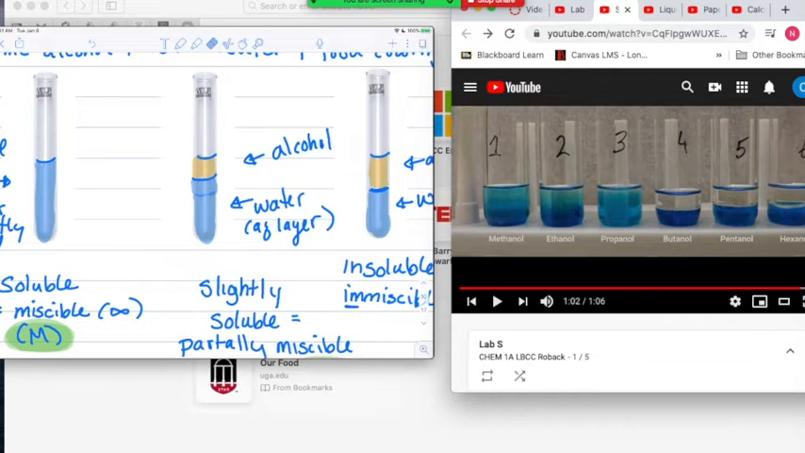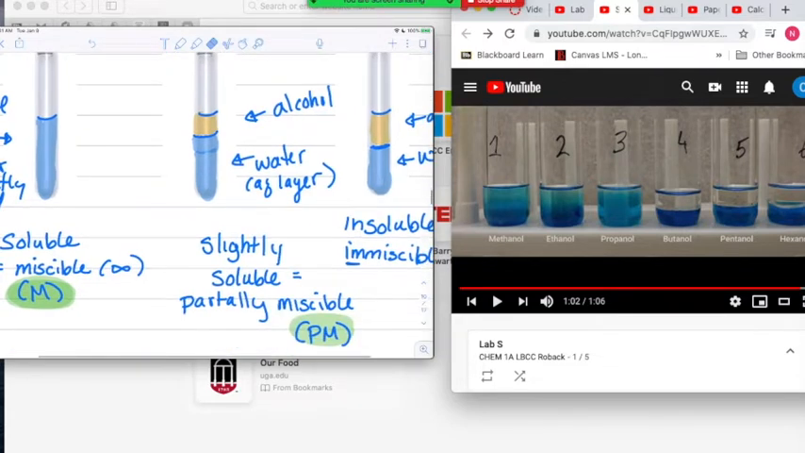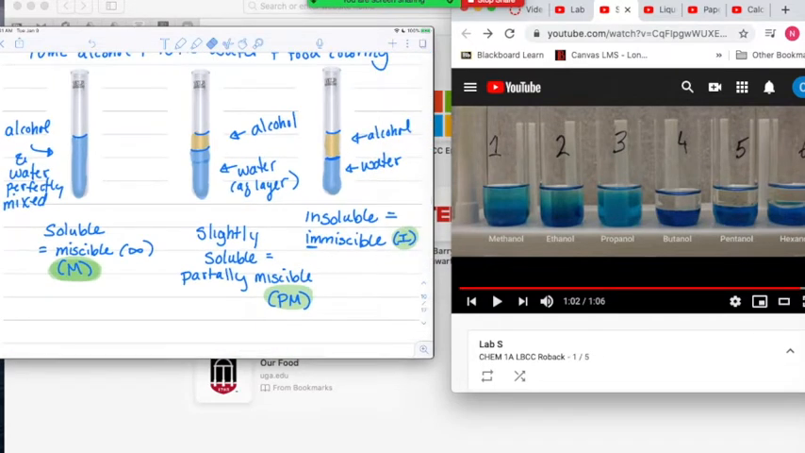And again, the way you're going to determine the difference between partially miscible and immiscible is by comparing the dark blue layer to the top colorless layer. If they are approximately the same, then you'll call them immiscible. If you see that the alcohol layer, the layer on the top, is significantly smaller than the layer on the bottom, you'll call it partially miscible. So you're taking a moment and filling in that data table. So 2 through 5, you're determining miscible, partially miscible, or immiscible.